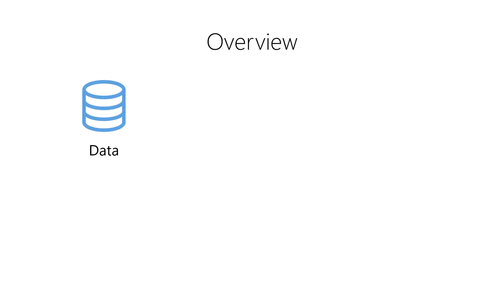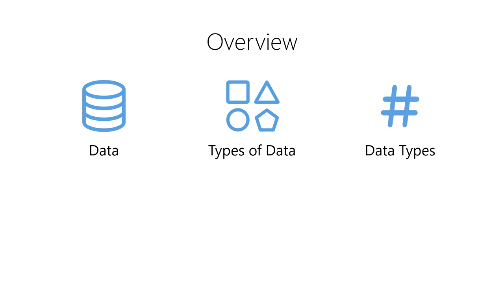As an overview of this course, first, we'll learn about data. We'll learn what it is and why it's important for data science. Next, we'll learn about the various types of data we encounter in data science, including categorical and numerical data. Then, we'll learn about data types and how we represent and store various kinds of data in a computer.